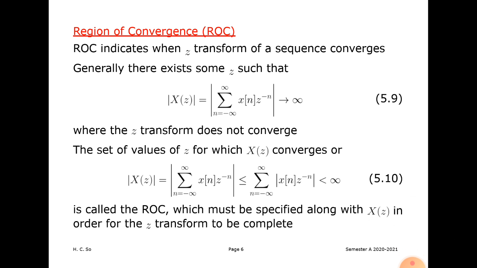So where the z transform does not converge, the set of values of z for which X(z) converges are modulus of X(z) equal to modulus of summation n equals minus infinity to plus infinity x(n) z^{-n}, less than or equal to summation n equals minus infinity to plus infinity modulus of x(n) z^{-n}, less than infinity. So that is called the ROC, which must be specified along with X(z) in order for the z transform to be complete.